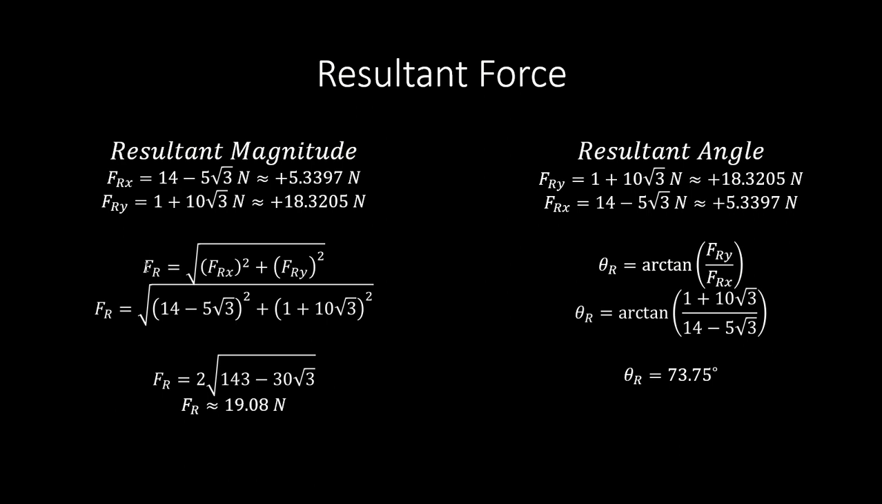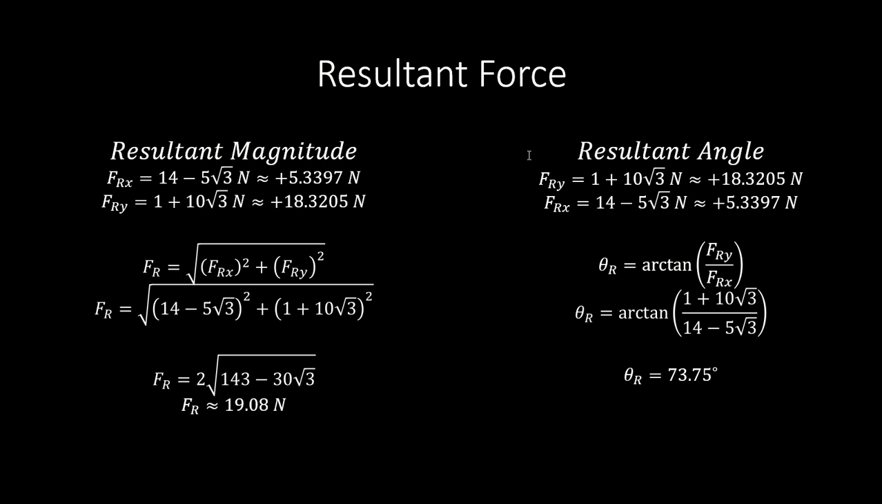Solving for our resultant force, let's put the x component in parentheses and square it, put the y component in parentheses and square it, add up those two values, and then square root the sum. That gives us an exact value of 2 times the square root of 143 minus 30 square root of 2, or more visually, approximately 19.08 newtons.